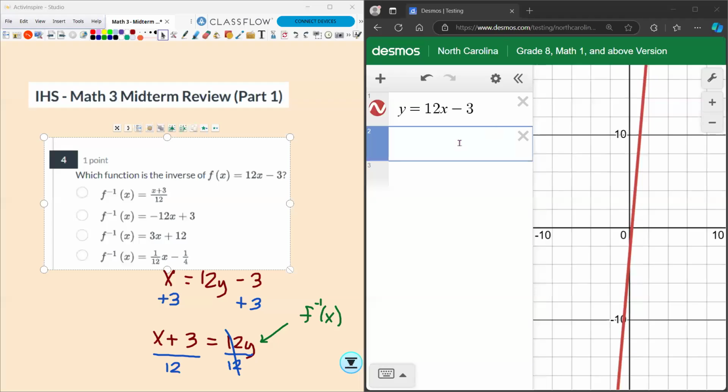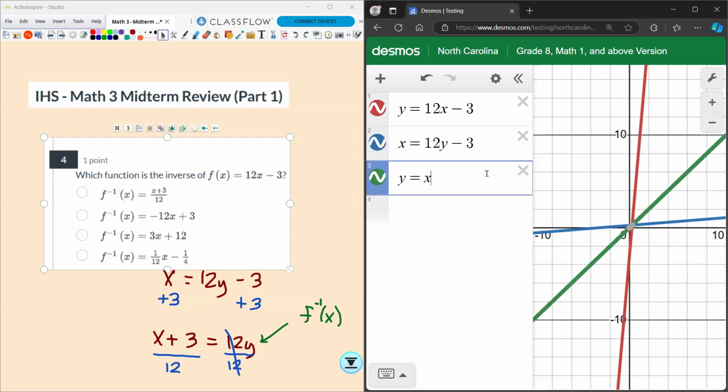You can utilize Desmos to help you figure this question out. You can take your original equation and you can switch the x and the y values. So you can say x equals 12y minus 3. You can see what that inverse is supposed to look like. Mind you that inverses are always reflections over the line y equals x. So let's hide this for a second. You want to find the answer choice that will give you that reflection over the line y equals x.